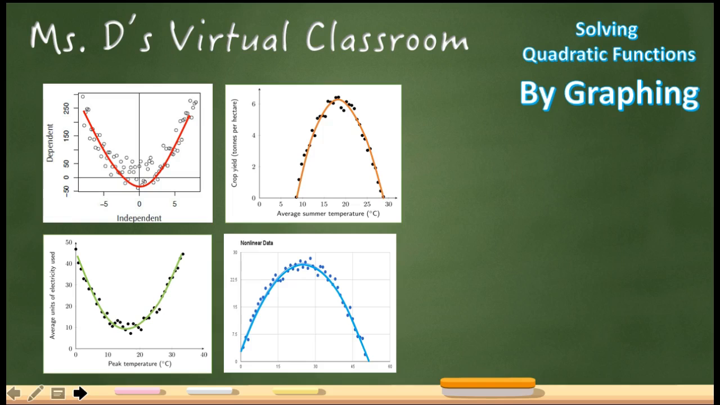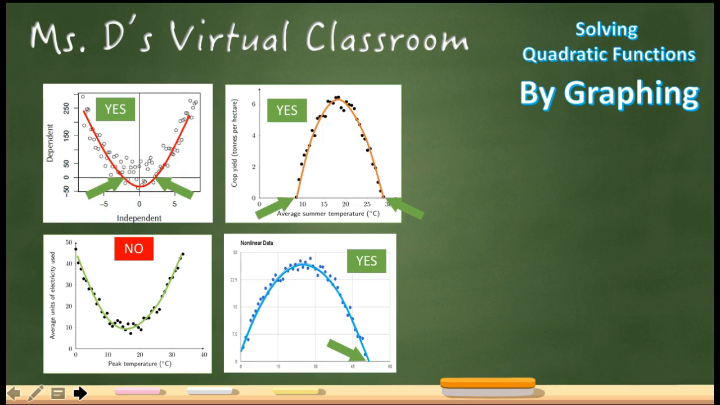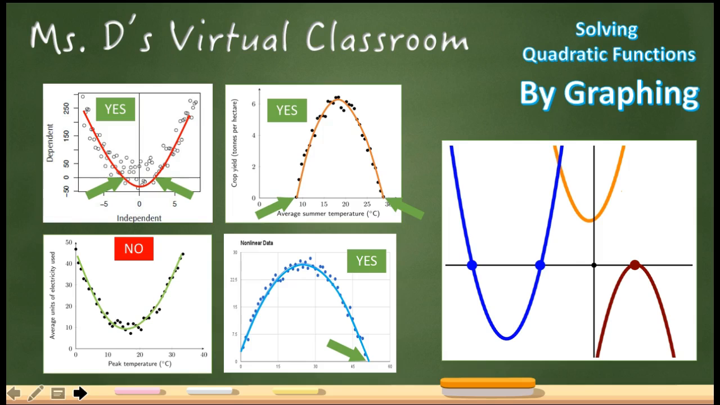All you need to know for solving a quadratic function by graphing is, does the graph cross the x-axis? Yes, yes, no, yes. Where does it cross the x-axis? How many times does it cross the x-axis?